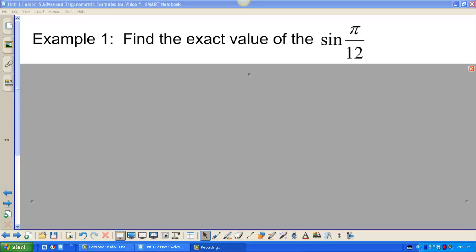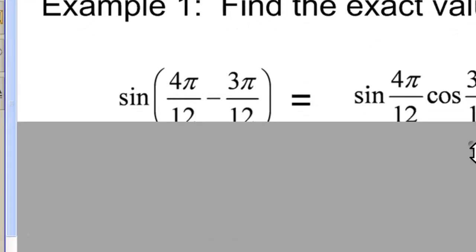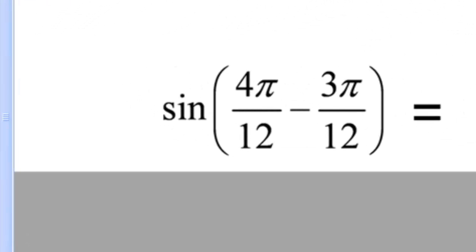So the beauty of pi over 12 is we've sectioned off our unit circle in twelfths. So you just need to find any combination of something over 12 minus something over 12 that gives you pi over 12. I'm going to stick to first quadrant angles because life is good. And I'm going to represent sine of pi over 12 as 4 pi over 12 minus 3 pi over 12.